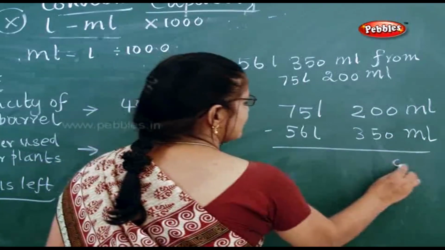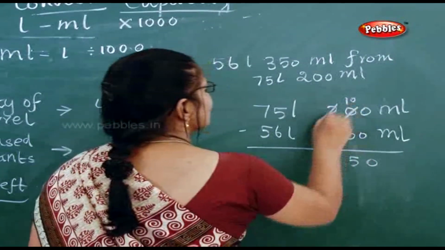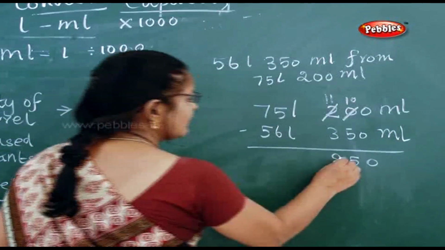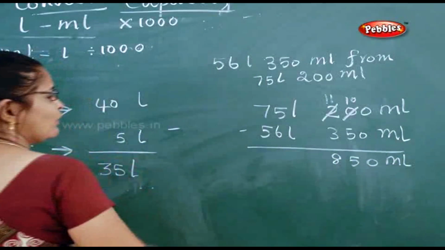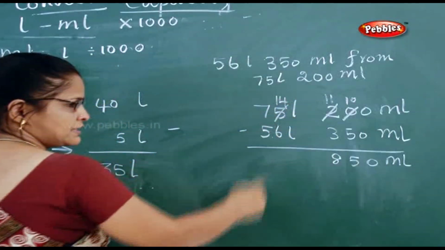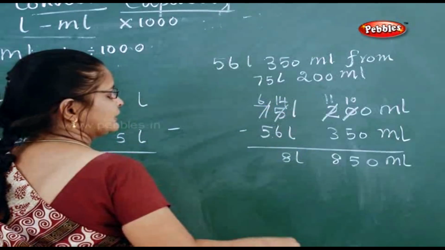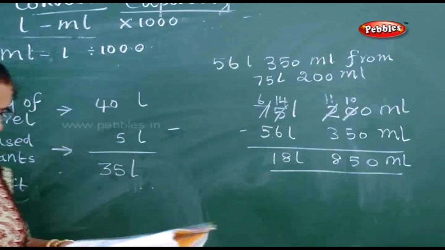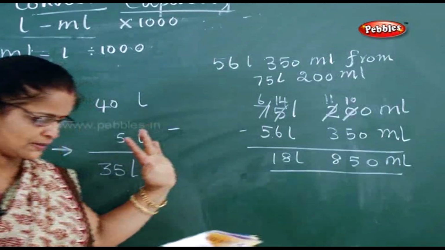Now 0 minus 0, 0. This will become 10. 10 minus 5 is what? 5. So this will become 11. What is 11 minus 3? It is 8. So 850 ml. Immediately you write ml. Now because from here you are borrowing, this will become 14. What is 14 minus 6? It is 8. Now from here again you are borrowing. What is 6 minus 5? 1. So 18 liters and 850 ml. Is that clear now? So you are doing the subtraction this way.